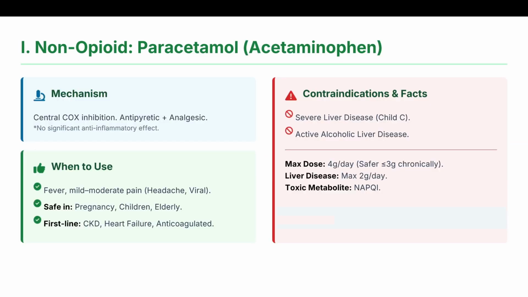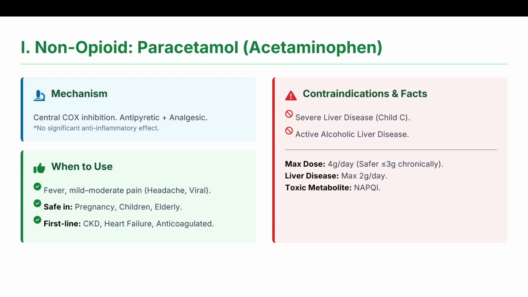Firstly, paracetamol, the most commonly used drug for analgesia as well as antipyretic. So the analgesic dose is higher than the antipyretic dose. Mechanism is central COX inhibition and it acts as an antipyretic as well as analgesic. It has no significant anti-inflammatory effect as compared to the other commonly used NSAIDs. So when to use? It can be used for fever, mild to moderate pain, headache, viral pain, body pain. It is a very good analgesic in this regard.